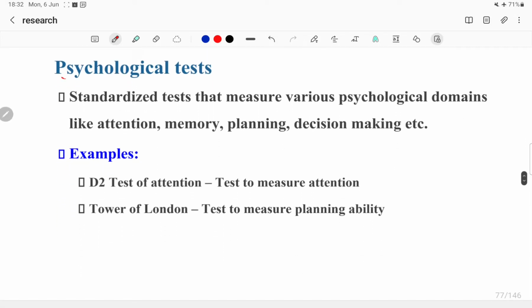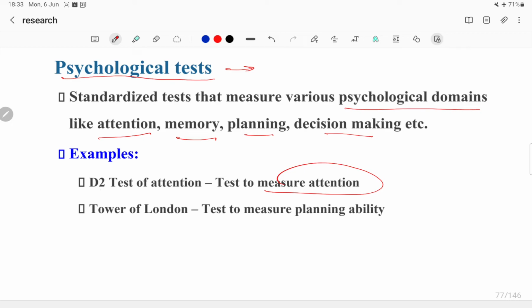Now psychological test. Psychological tests are mostly done on psychological domains, the variables which are from the psychological domains like attention, memory, planning, decision making. There are many others like anxiety, stress. So there are different types of variables in psychological tests. We measure those variables by different tests. For example, to measure attention, we have the D2 test, and for planning ability, there is the Tower of London.